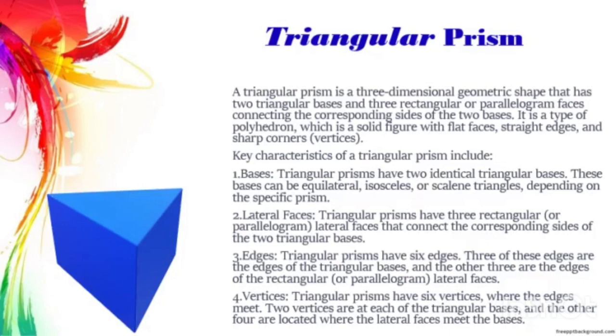Edges. Triangular prisms have 6 edges. 3 of these edges are the edges of the triangular bases, and the other 3 are the edges of the rectangular, or parallelogram, lateral faces. Vertices. Triangular prisms have 6 vertices, where the edges meet. 2 vertices are at each of the triangular bases, and the other 4 are located where the lateral faces meet the bases.